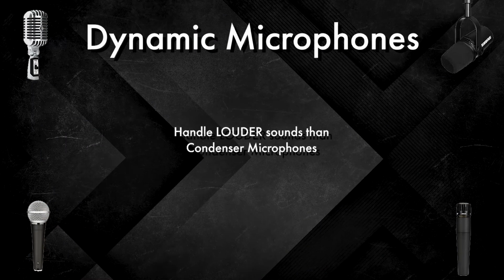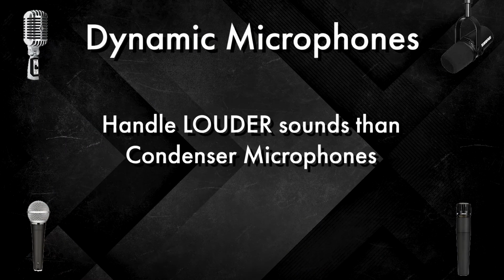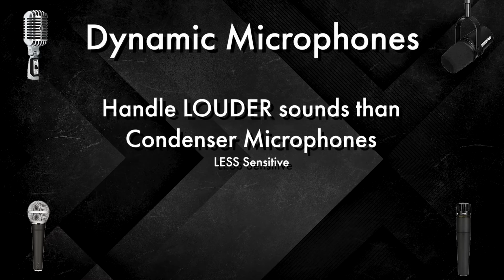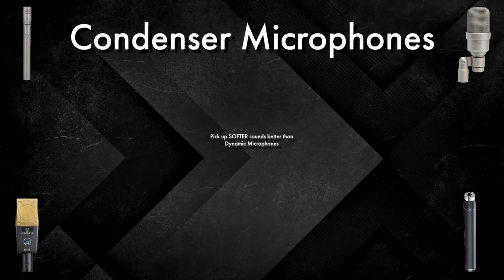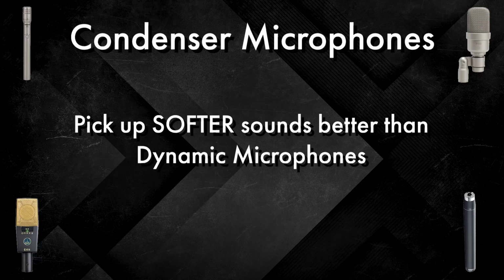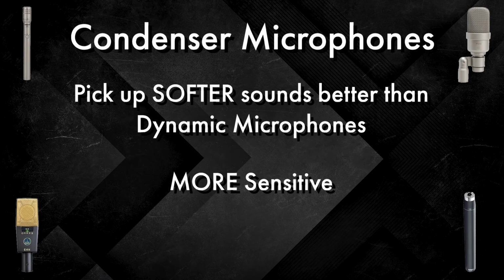As I've mentioned previously, dynamic microphones can handle louder sounds than condenser microphones. Well, to handle louder sounds, they have to be less sensitive to sound. Likewise, condenser microphones are much better at picking up softer sounds than dynamic microphones, because they are more sensitive. What this means is that you'll have to add more gain on your preamps to compensate for less sensitivity.